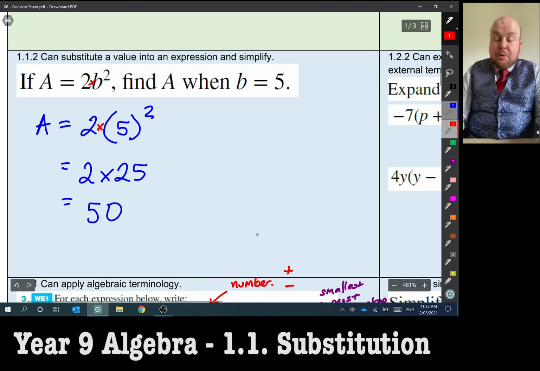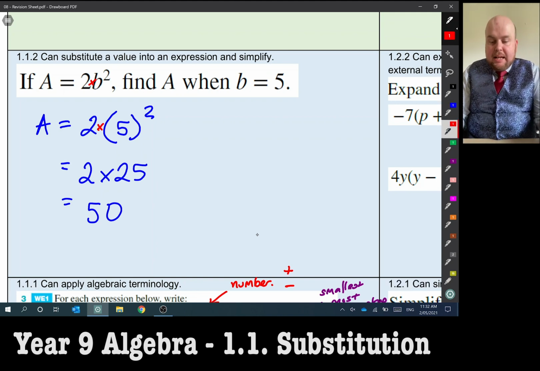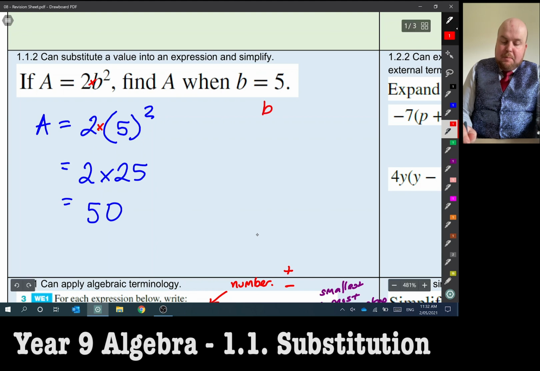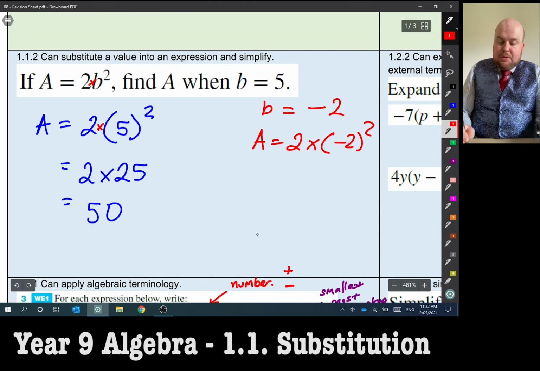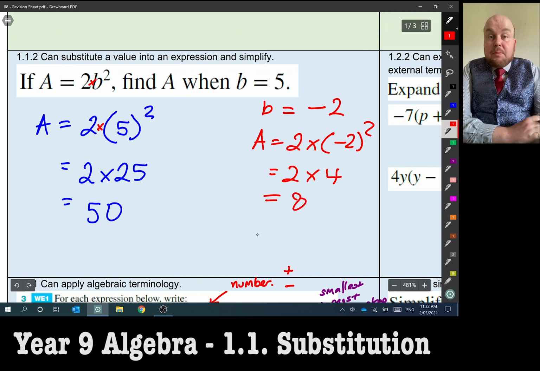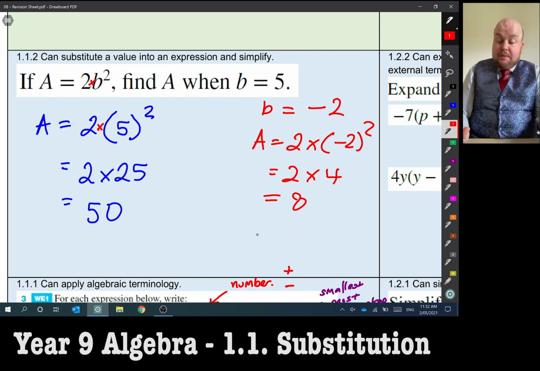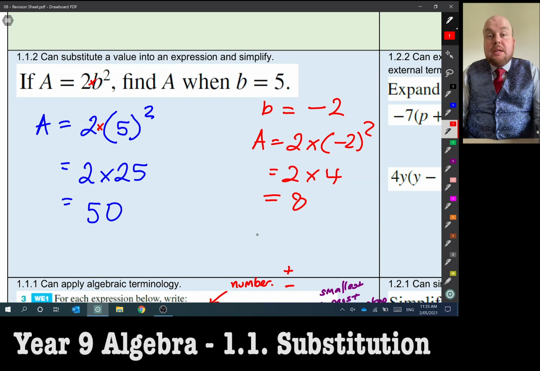The reason why I put the bracket there is in case it's a negative number. So for example, if b was negative 2, for instance, then it would be a equals 2 times negative 2 squared, which is equal to 2 times 4, which would be 8. The reason why I've done that is that sometimes if you don't put a bracket in there and you put that into a calculator, it will think you're doing 2 times 2 squared, and then put a minus sign next to that 2. And no, that's not what it means.